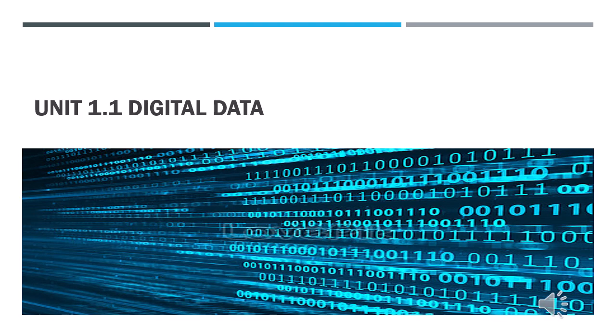Now let's start with unit 1.1, digital data. We have already learned what digital data is. It comprises only two digits, that is 1 and 0. Whenever we enter any data into the computer, it first converts it into 1 and 0, meaning binary form, and then it converts it into information and it is displayed on our computer screen.